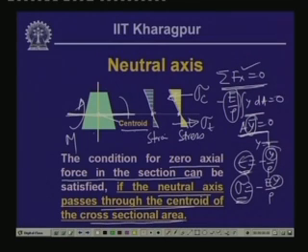Now, we call this the neutral axis because along this axis the stress and the strain is 0 in the beam cross section. If the neutral axis passes through the centroid, then there will not be any axial force in the beam, and this is one of the requirements of the equilibrium criteria. Hence, the neutral axis, along which the stress is 0, must lie at the centroid if it has to satisfy that there is no axial force in the beam.